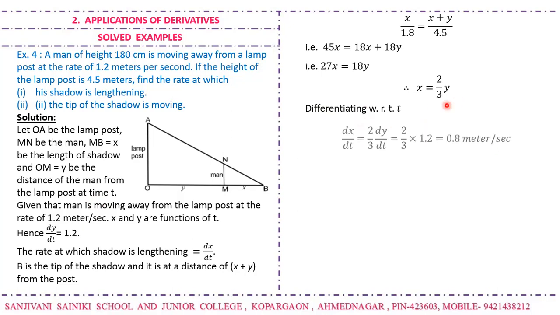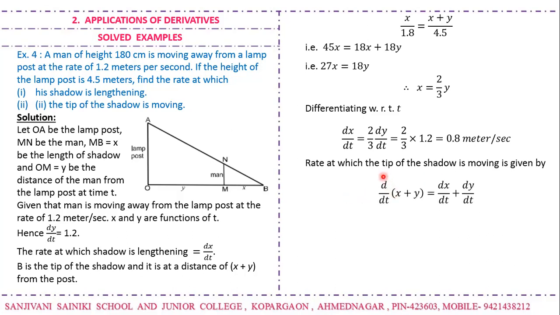So differentiate with respect to t, dx by dt is equal to 2 by 3 times the derivative of y, dy by dt. And what is the value of dy by dt? dy by dt is 1.2. Simplify, 0.8 meter per second.